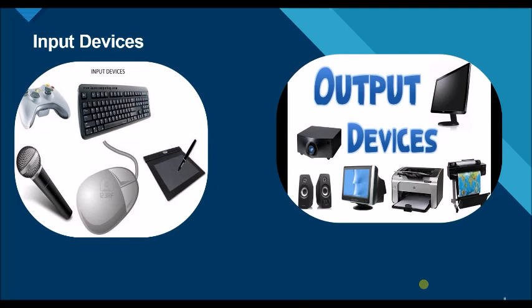We have the input device, which I've already mentioned, and then we have the output device. All these are examples. The printer is an output device. The monitor screen is an output device. We have the speaker and so many other things there. We also have the input device here.